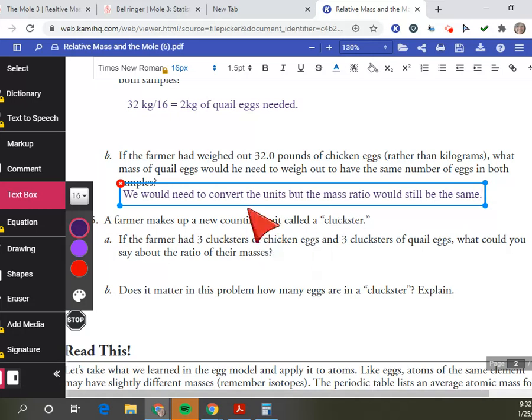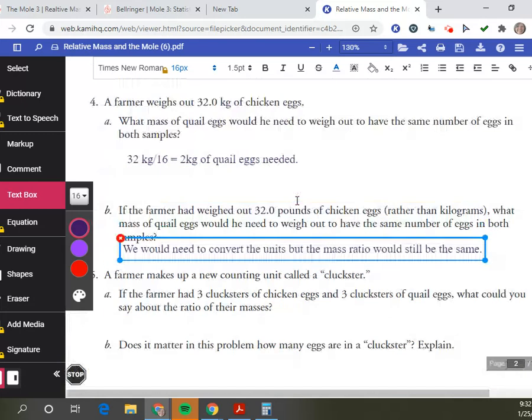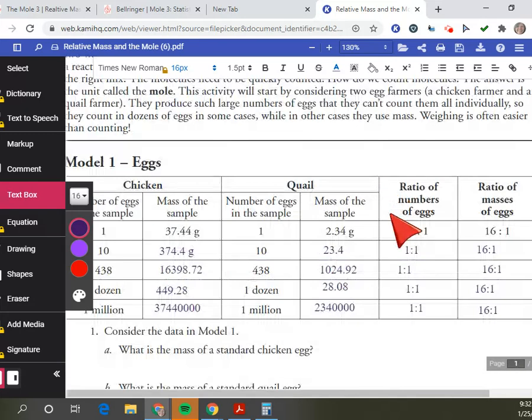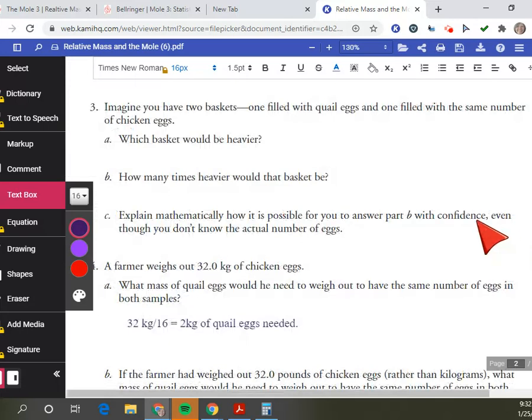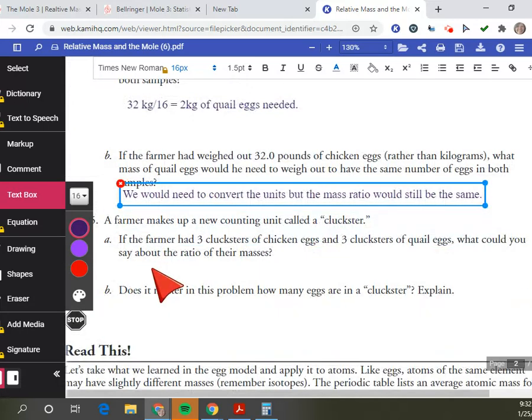Let's use the evidence we've already had. We said it would be the same in this B here. It was the same every time we did the math. So is the ratio of masses going to be the same no matter how many eggs are in a cluster? Yeah. A cluster could be who knows what, but it doesn't matter because a chicken egg is still 16 times the mass of a quail egg. Okay, so answer A and B, and then we'll move on to the next part.